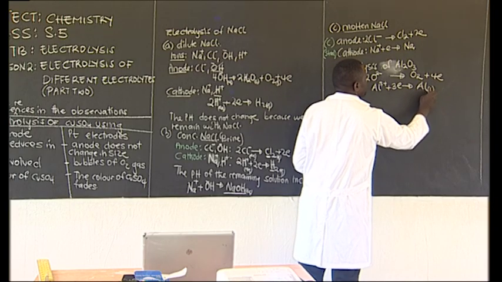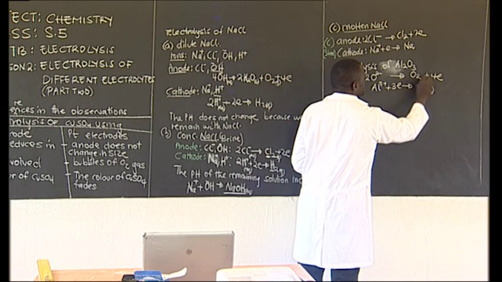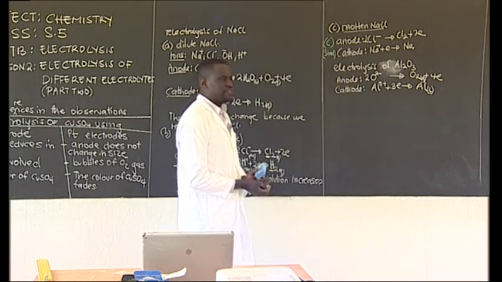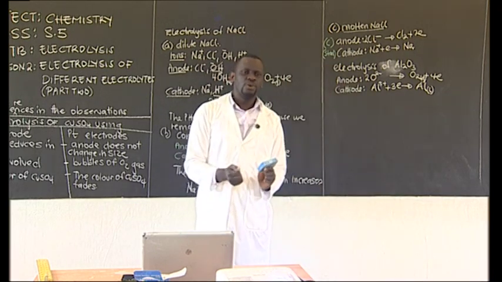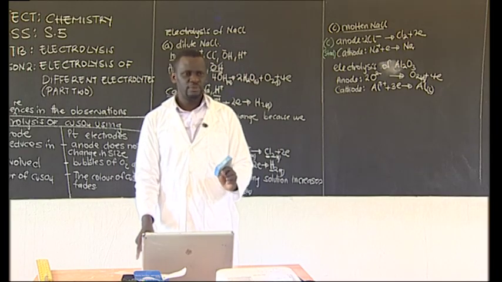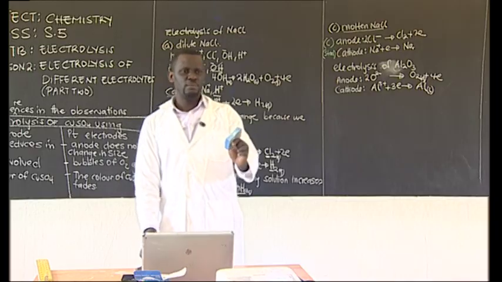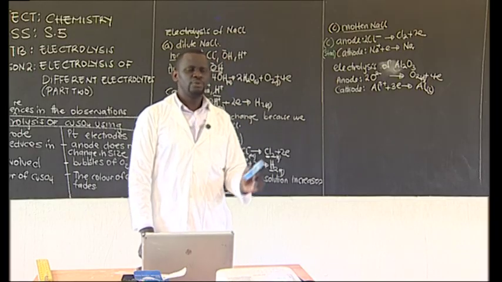Actually, aluminium is produced in the liquid state and oxygen is produced in the gaseous state. Because this oxygen here, not just sometimes, will react with the carbon anode to produce carbon dioxide.